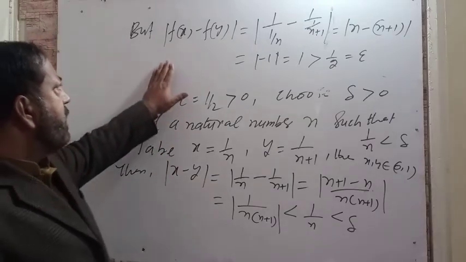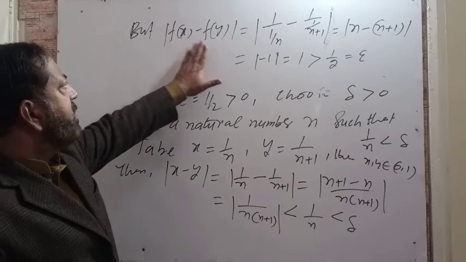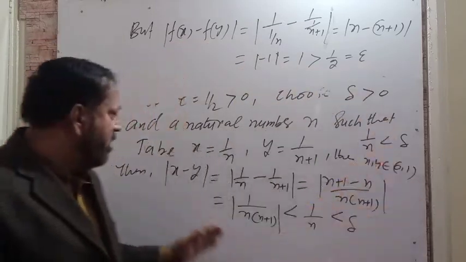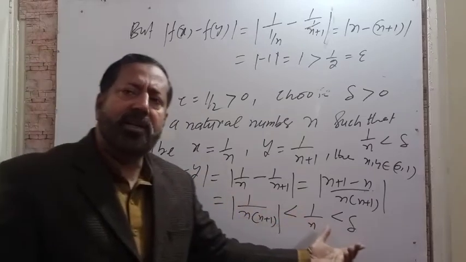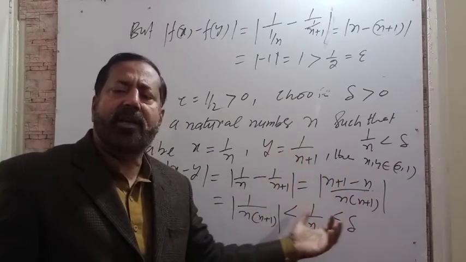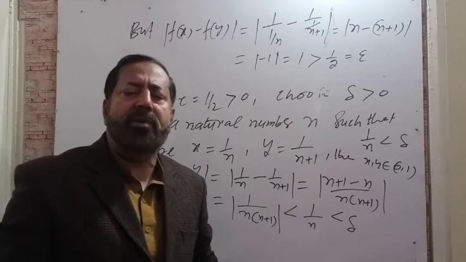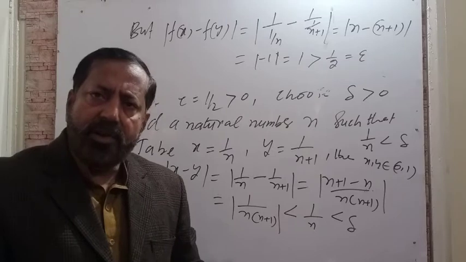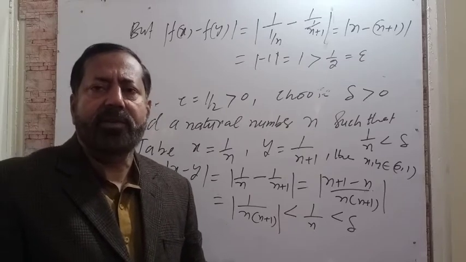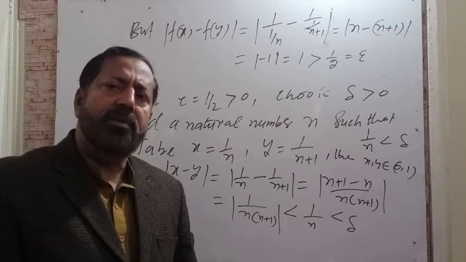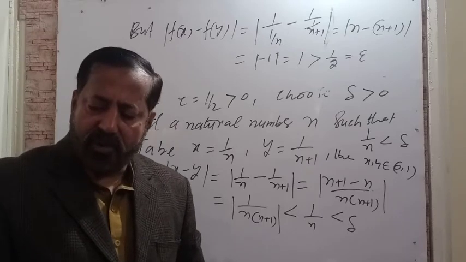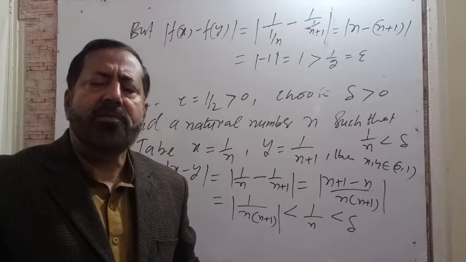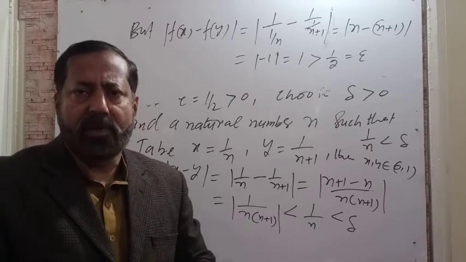So you see that |f(x) minus f(y)| is greater than epsilon even though |x minus y| is less than delta. So this is in fact against the definition of uniform continuity. Hence this function is not uniformly continuous on (0, 1). However, it is continuous on the open interval (0, 1). So that's why we can say that a continuous function may not be uniformly continuous.